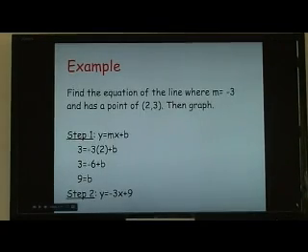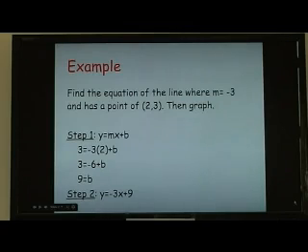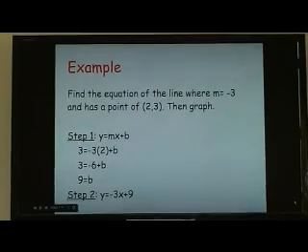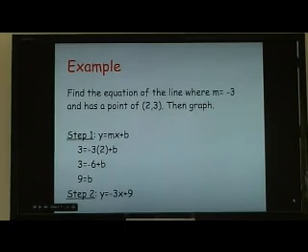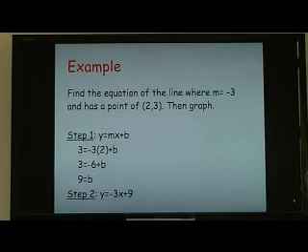Example 2. Find the equation of the line with the slope of negative 3 and a single point of 2, 3, then graph. With step 1, we already have the slope, and we have an x and a y point. So y equals negative 3, the slope, times 2 plus b, which goes to 3 equals negative 6 plus b. We can find that b equals 9.